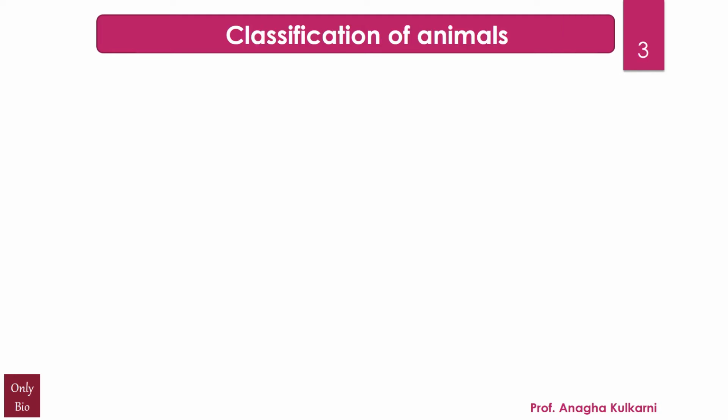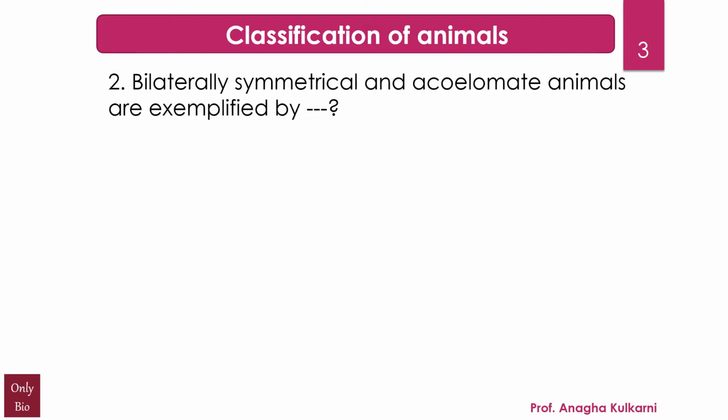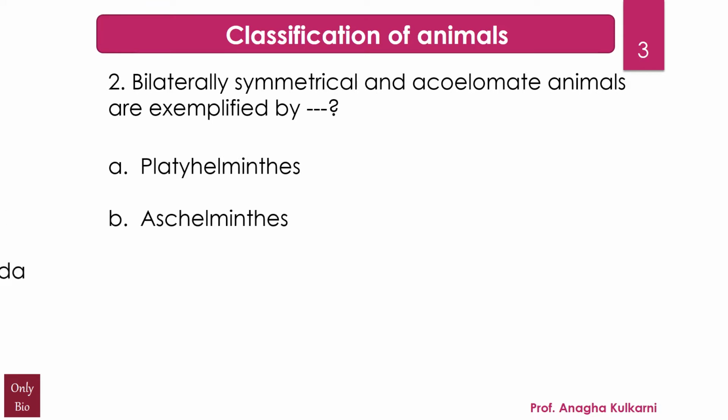The next question relates with the chapter classification of animals, and the question is, bilaterally symmetrical and acoelomate animals are exemplified by dash. The options are A. Platyhelminthes, B. Aschelminthes, C. Annelida, and D. Ctenophora. And the correct answer for this question is A, that is Platyhelminthes.